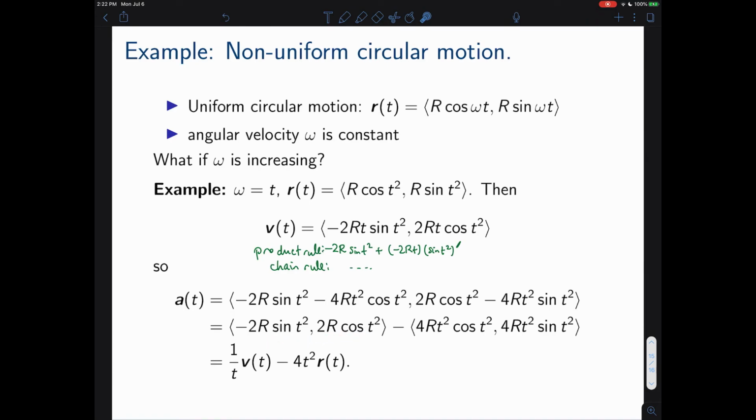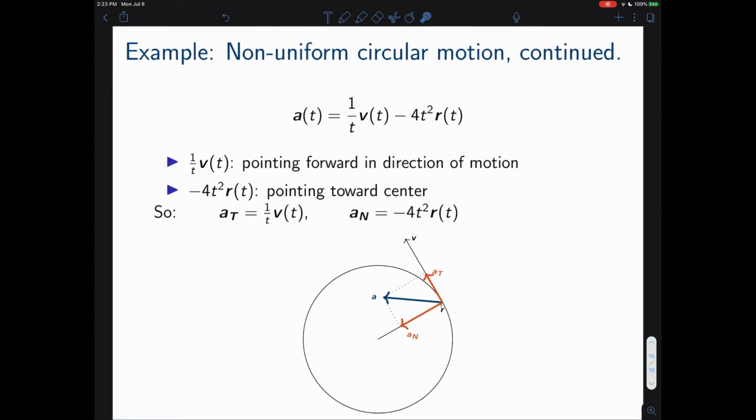Our first term matches with the velocity vector. We're just grouping terms together. So we have the velocity vector but missing a t. So 1 over t v of t and 4t squared times r of t. So this is what we found for our acceleration vector.